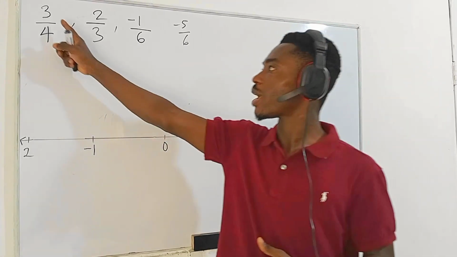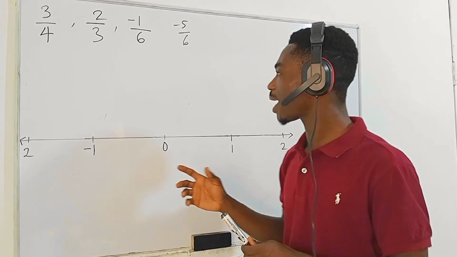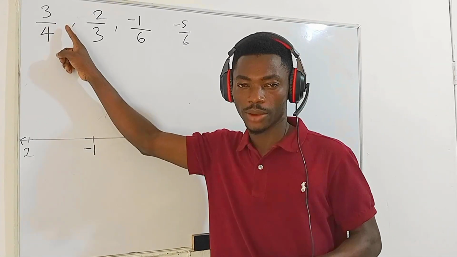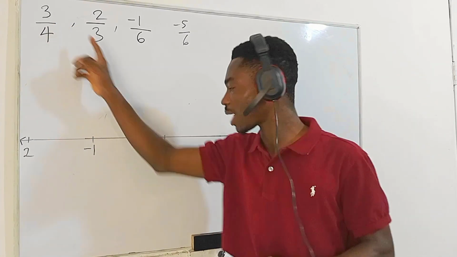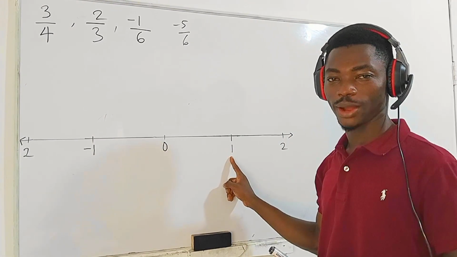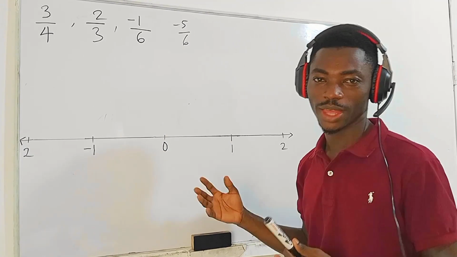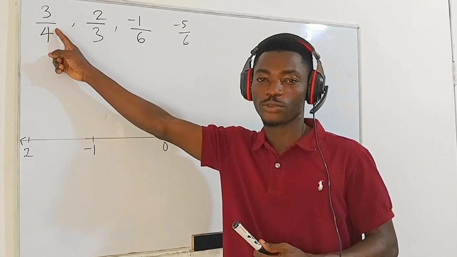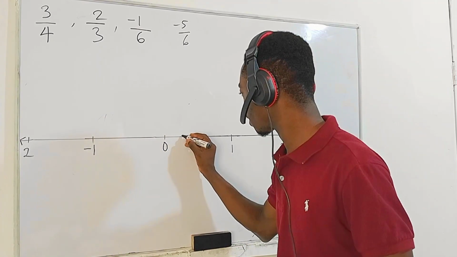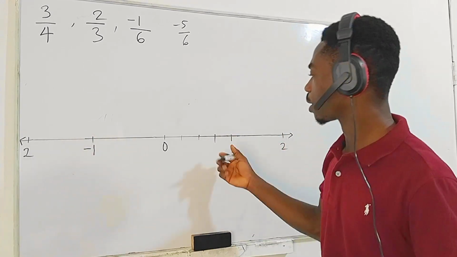With the first one, we have 3 over 4. Now to do this, the key thing is that we divide this interval right here by the denominator right here, which is 4. So it means that with this interval from 0 to this one right here, we have to divide it into 4 equal parts. And from there, we can locate this fraction right there. So let's see. This is 1, 2, 3.